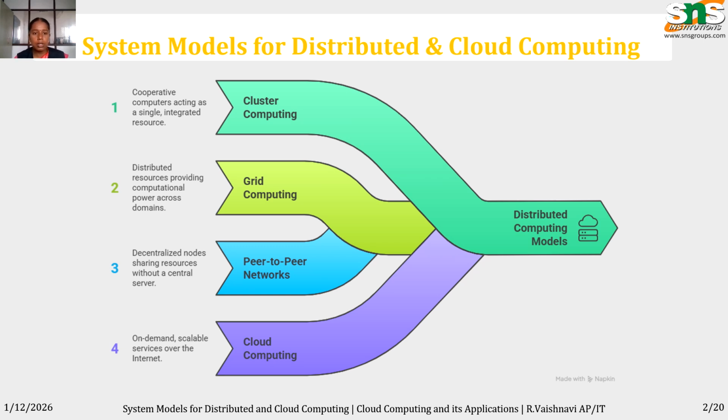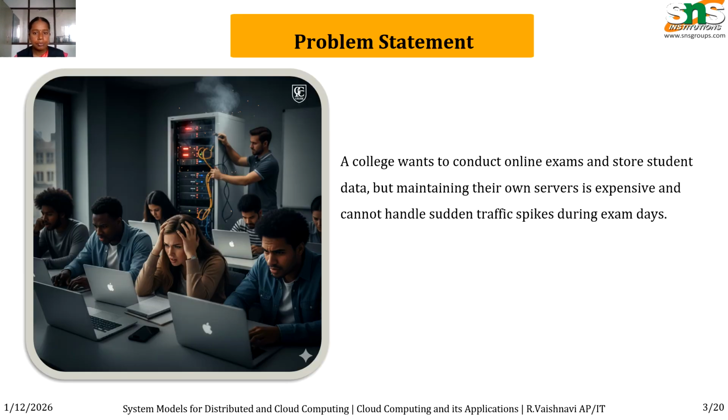Cluster computing is a cooperative computing that acts as a single integrated resource. Second one, grid computing: distributed resources providing computational power across domains. Third model is a peer-to-peer network. It is decentralized, with nodes sharing resources without a central server. Fourth one is the on-demand scalable service over the network.